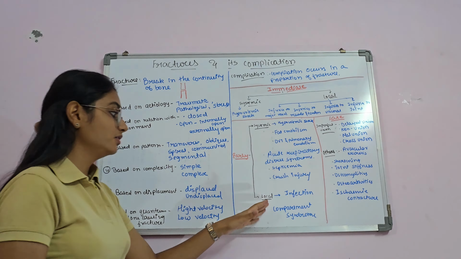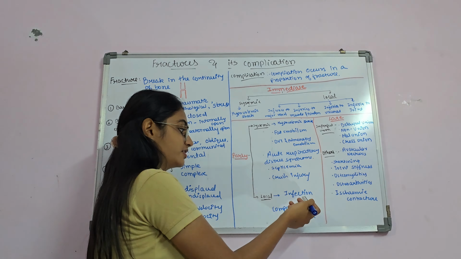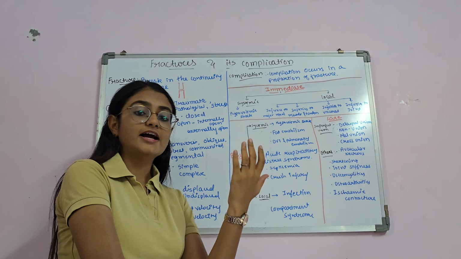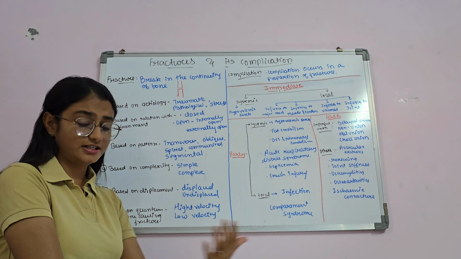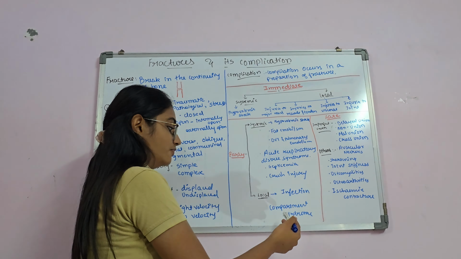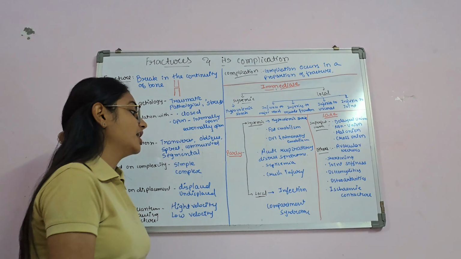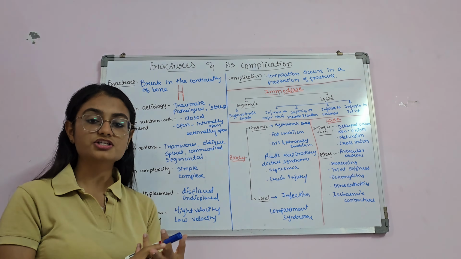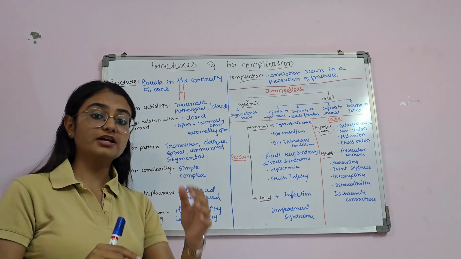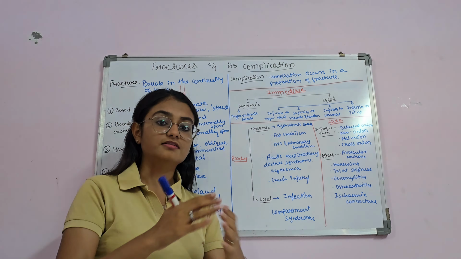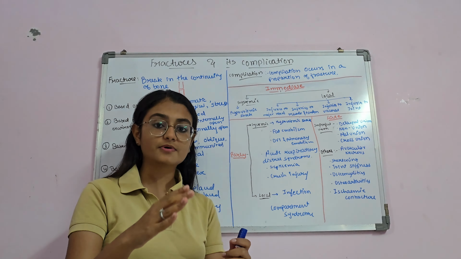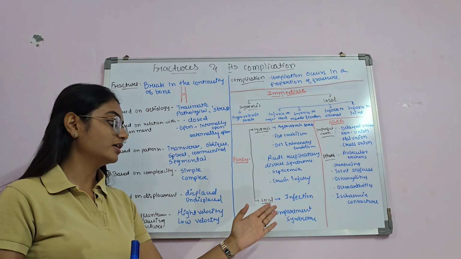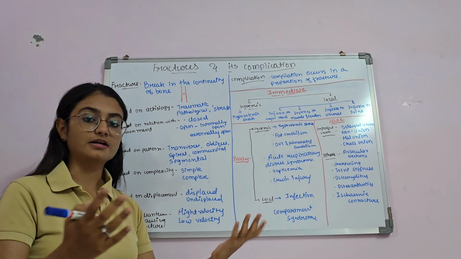Now in local, first is infection. If we have a fracture that is externally open, it leads to infection in the body. Now the second one is compartment syndrome. In the limb, a muscle lies in a compartment which is surrounded by bones, fascia and interosseous membrane. If there is an increase in the pressure in this compartment due to any reason, it jeopardizes the blood supply to the muscles and the nerves. That condition is known as compartment syndrome.